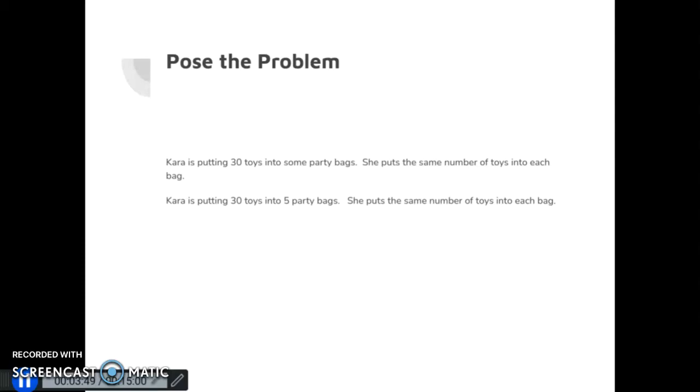So Kara is putting 30 toys into 5 party bags. She puts the same number into each bag. How do we write a division sentence that would work for this problem? What's being divided up? So I want you to pause your video, and I want you to come up with a division sentence that would work for this problem.